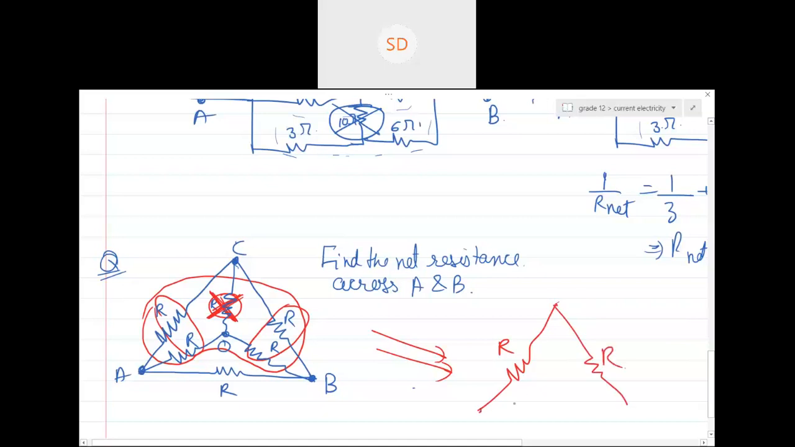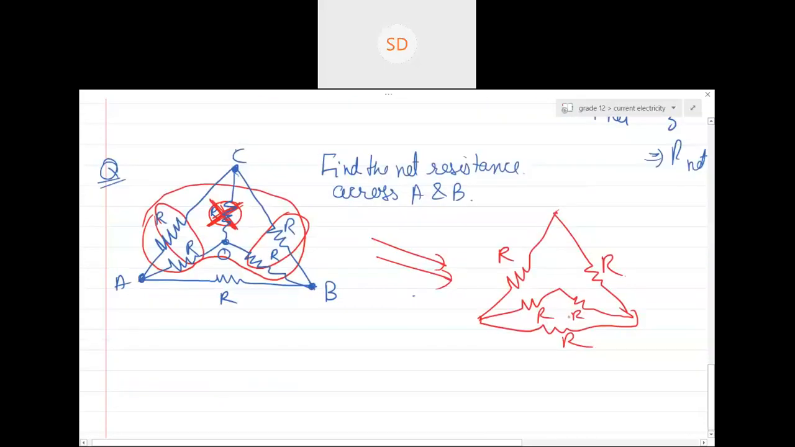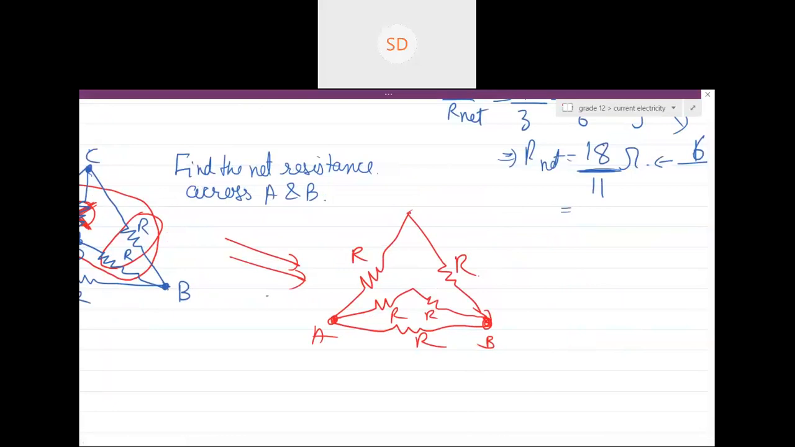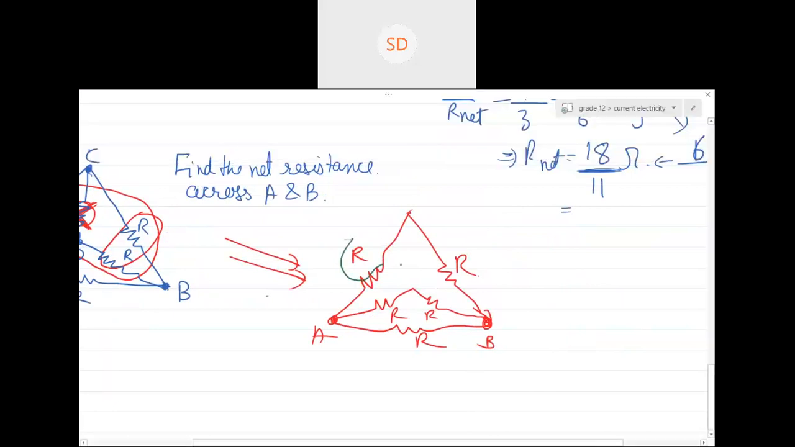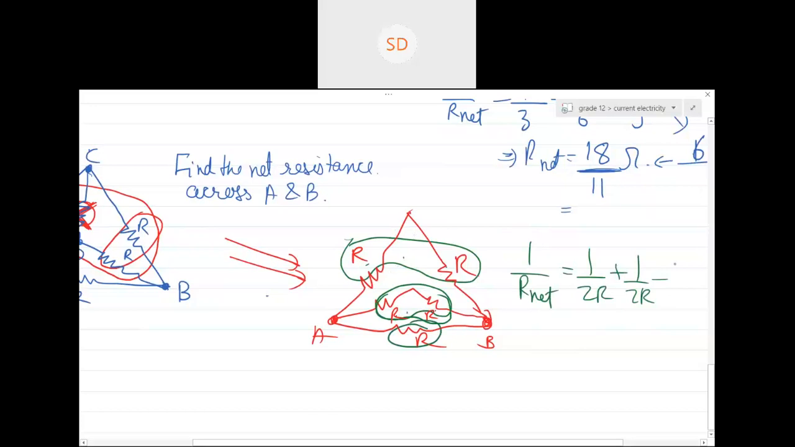So R, and one more R. Right? So basically, can you see between points A and B, there will be now 3 resistors. What is the net combination of these two? Can you see this? 2R. All of them are in series? 2R. This R and R is series. This R and R is series. And this is in parallel with all those. So what is the net resistance? 1 by 2R plus 1 by 2R plus 1 by R. And which when you solve, R by 2.